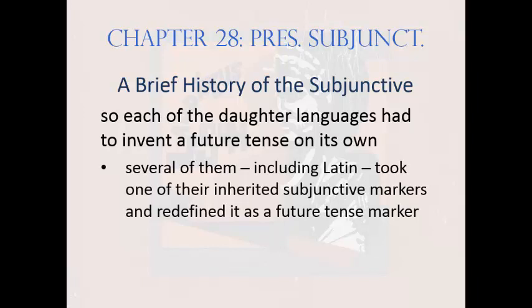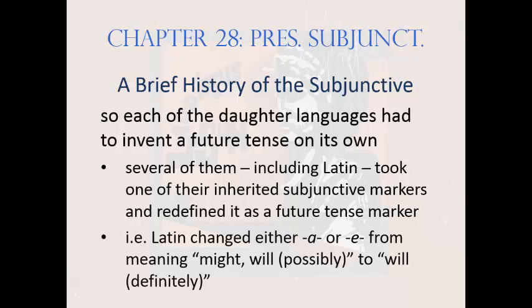Latin, like many of its linguistic compadres, took a few of the subjunctive markers it inherited from Proto-Indo-European and arbitrarily just redefined them as future, particularly the ever-popular strong-sounding A and E, which now moved from meaning might or will probably to will definitely, like we will definitely defeat the Carthaginians.